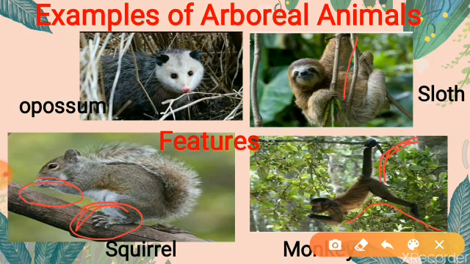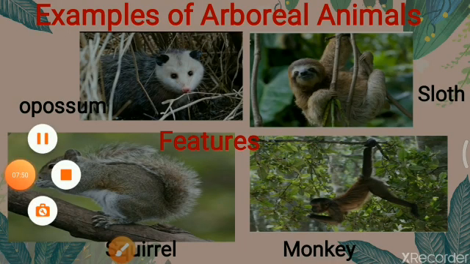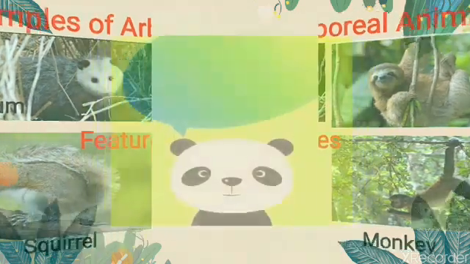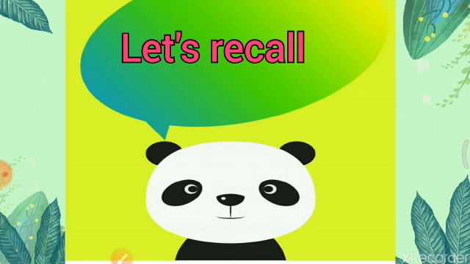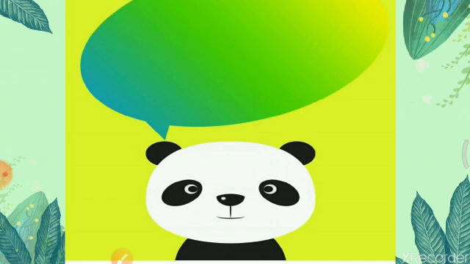Arboreal animals spend most part of their lives on trees. Now let's recall all these things with the help of one activity. So how many types of animals did we study today? According to their habitat, terrestrial animals, animals that live on land. Number two, aquatic animals, animals that live in water. Very good. Number three, amphibians are the animals that can live both on land and in water. Aerial animals can fly. And the last one is arboreal animals, animals that spend most part of their lives on trees.